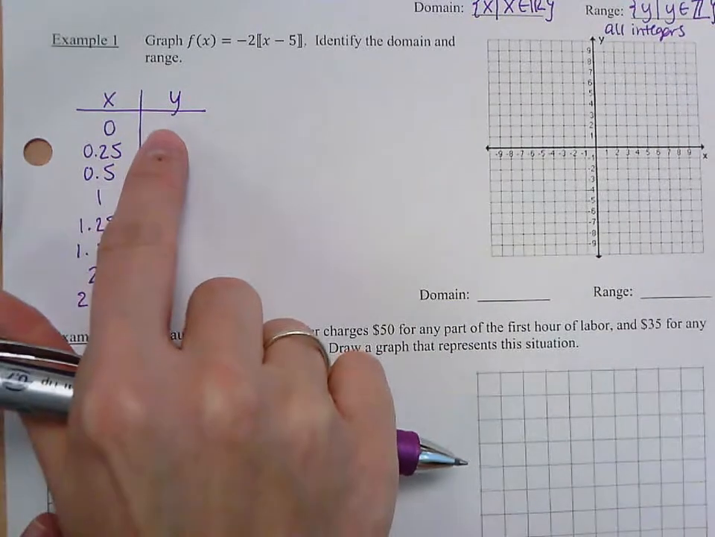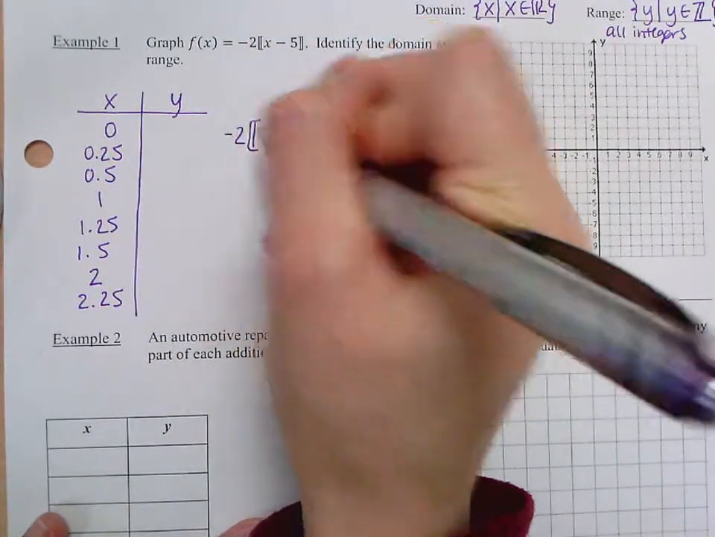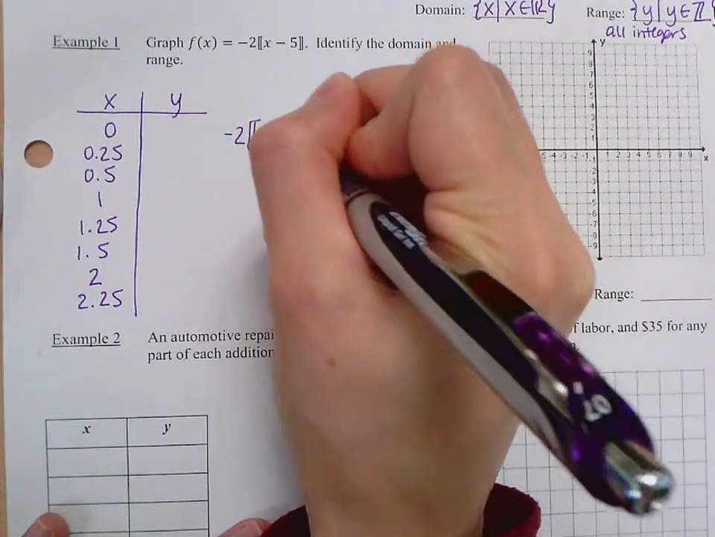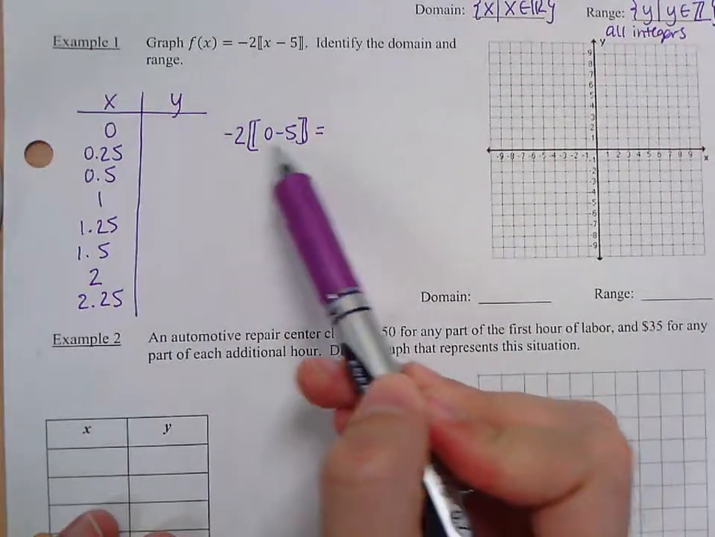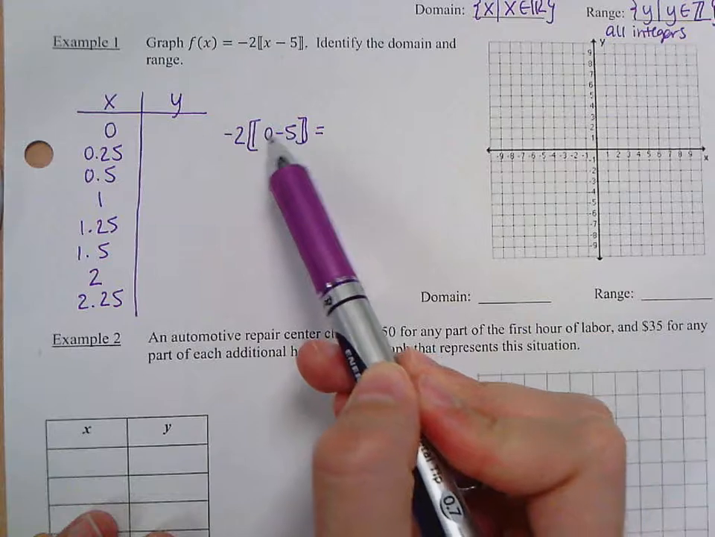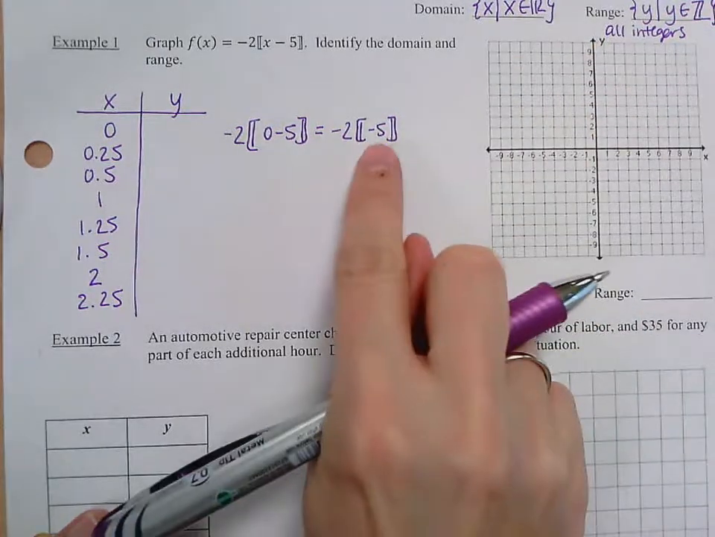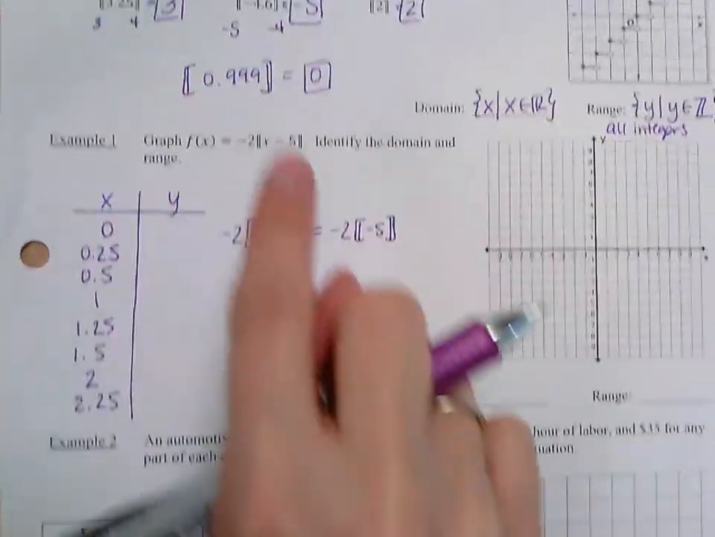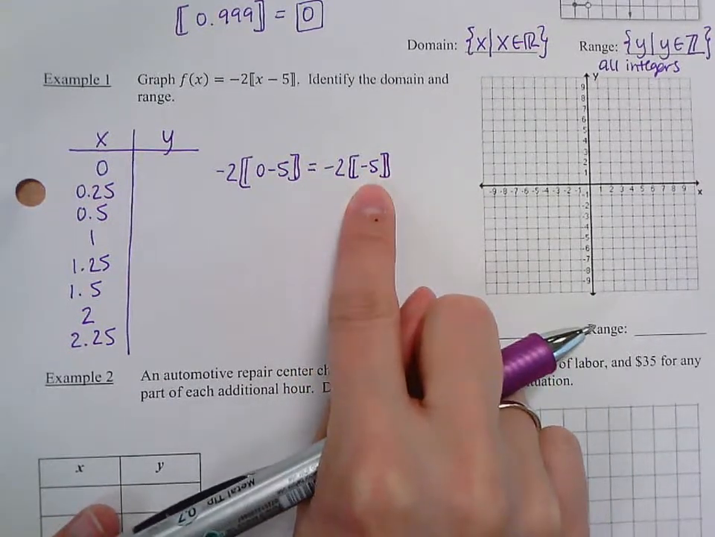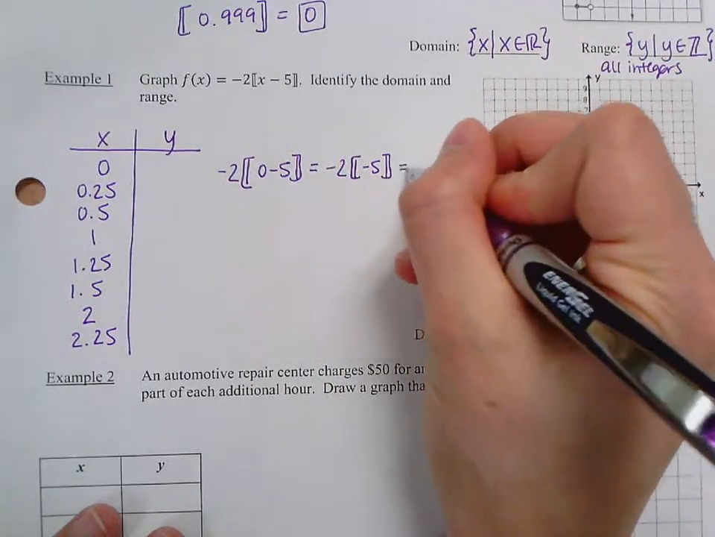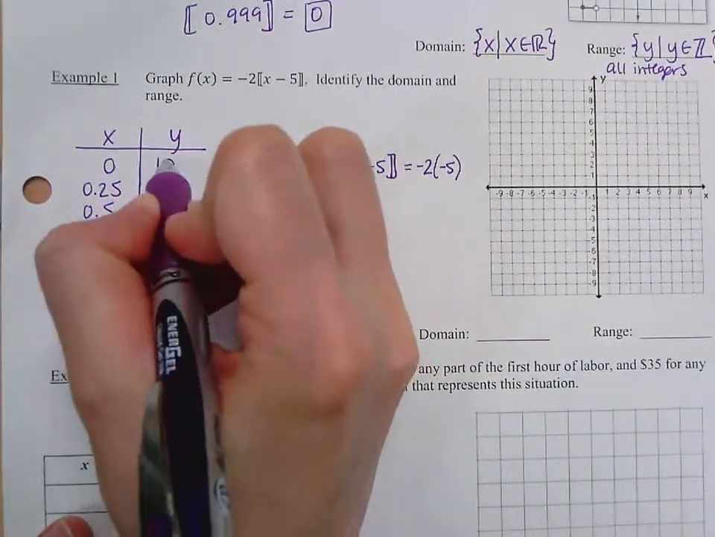So if I start with 0, inputting 0 into here, I'll have -2 times the greatest integer less than or equal to 0 minus 5. And I have to calculate this. Those double brackets are a grouping symbol, so evaluate inside of that first. 0 minus 5 is -5. You figure out what this value would be and then multiply it by -2. Because -5 is an integer, it just stays -5. So this is really -2 times -5, and that'll be 10. So this y value is 10.